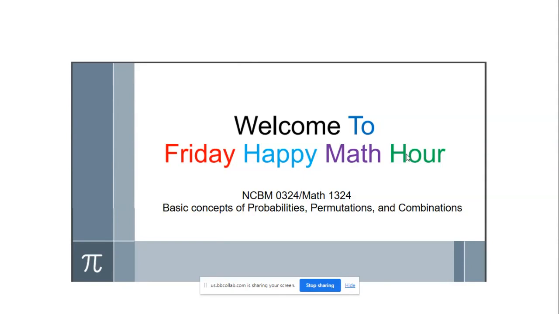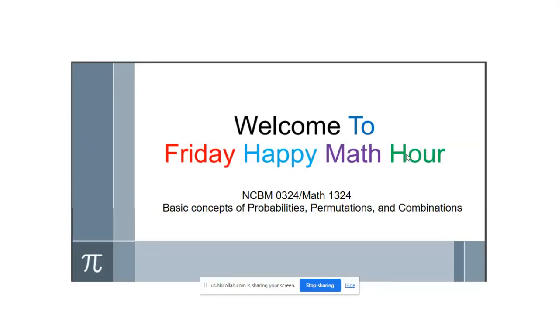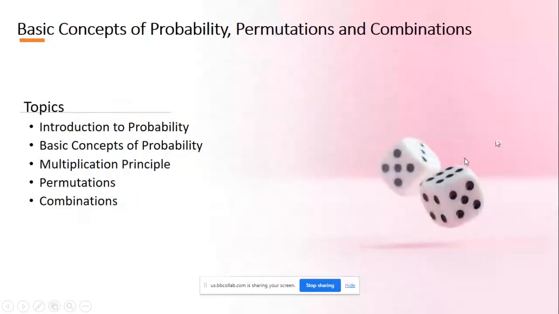So today's session for the Math 1324 and the NCBM 0320, we're going to go over some basic concepts of probability, what permutations and combinations mean. And those are useful because we'll be using those concepts for probability. All right. So these are the topics: a brief introduction to the basic concepts of probability. We'll go over the multiplication principle. It's also called the counting principle. And then we'll go through these types of probability math operations, right? They're called permutations and combinations.